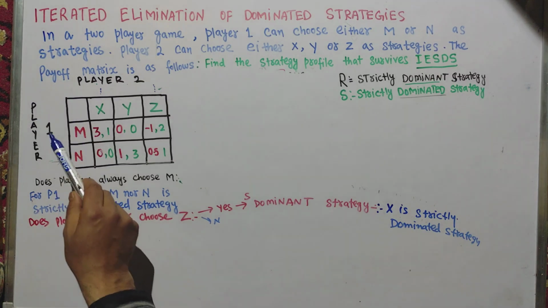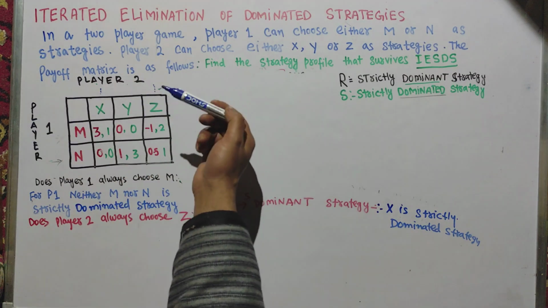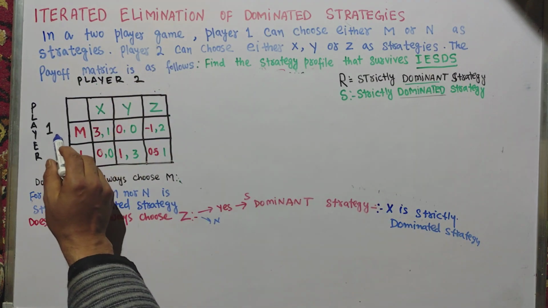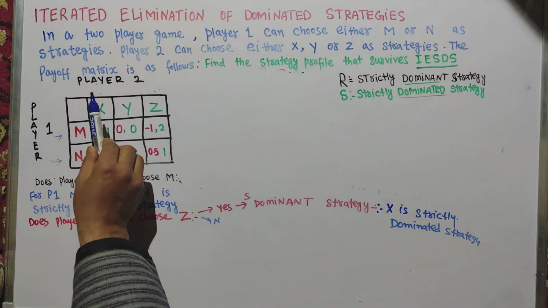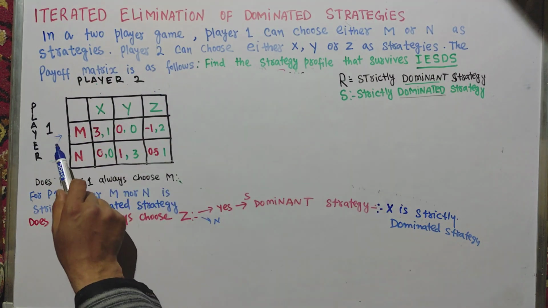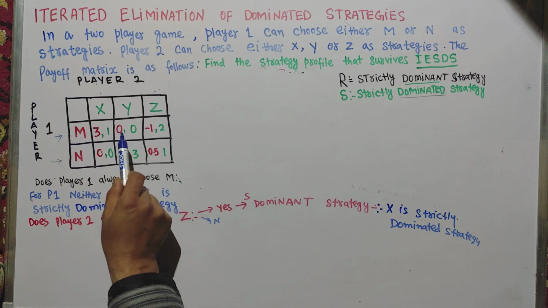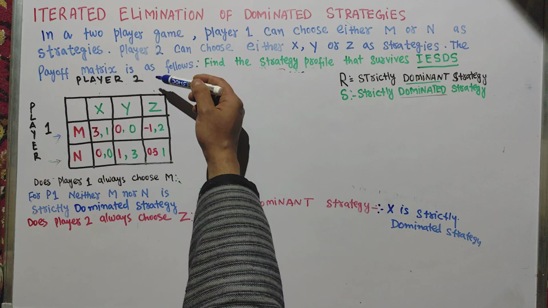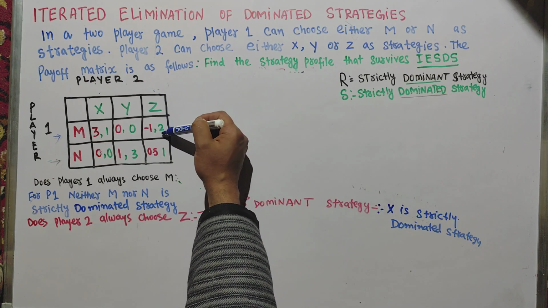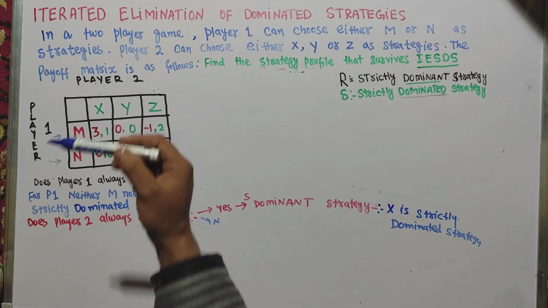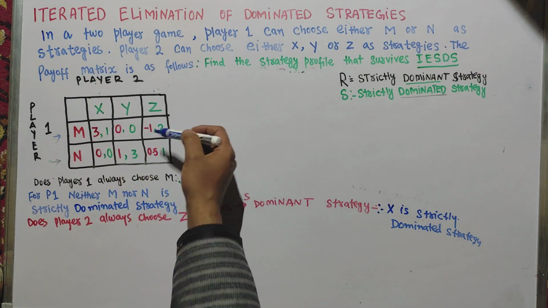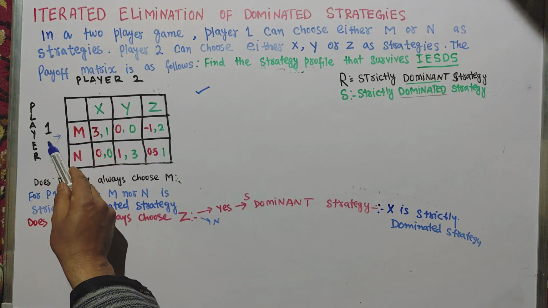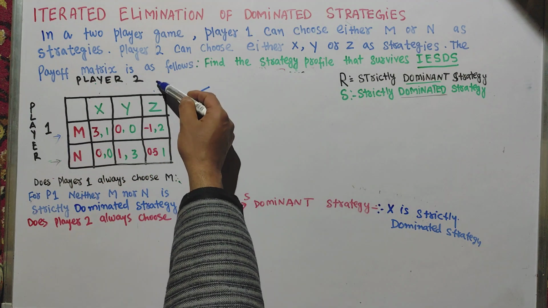Now let us see what happens when player 1 chooses M. We are comparing strategy X with strategy Z. When player 1 chooses strategy M, player 2 will choose to play strategy Z because Z gives him 2 payoff, X gives him 1 payoff. Since 2 is greater than 1, he will choose Z. So when player 1 chooses M, player 2 chooses Z.